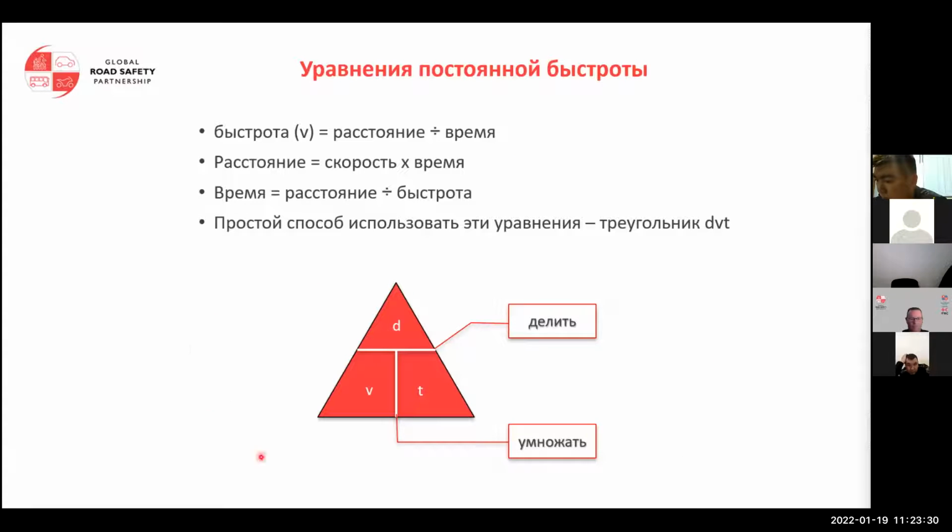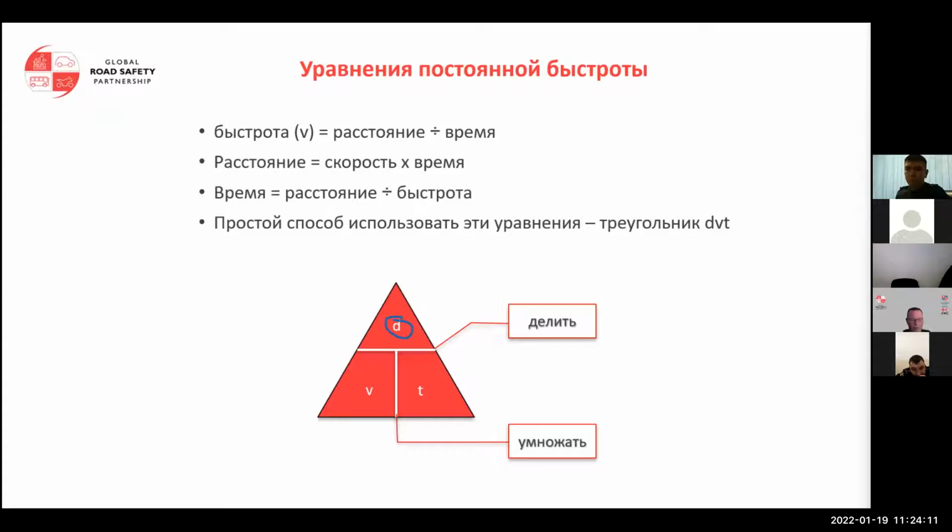The triangle here is an easy way to remember the equations. Instead of trying to memorize these, just memorize the little triangle. If I want to calculate distance, distance up there is velocity multiplied by time. That vertical line means multiply. So D equals velocity times time.